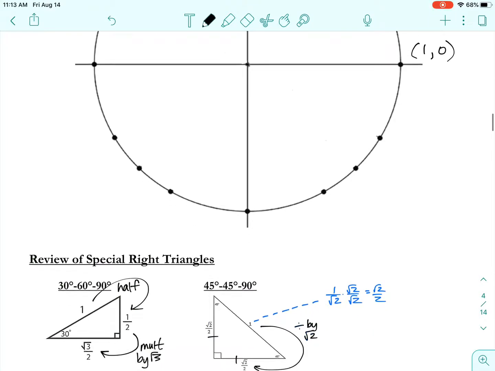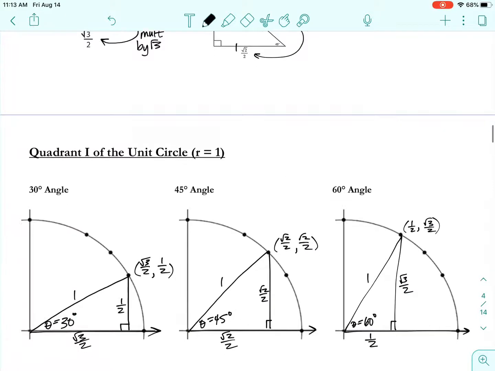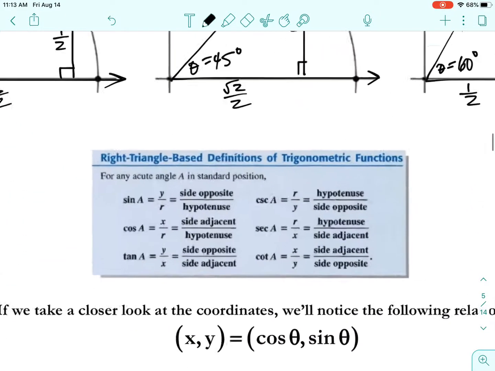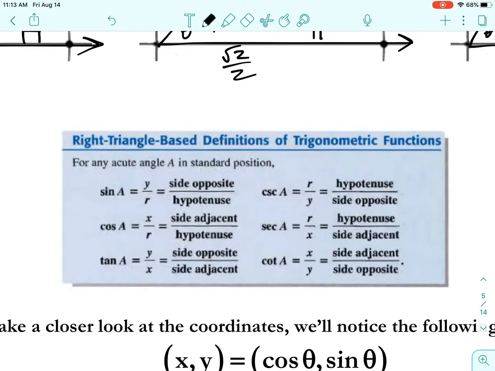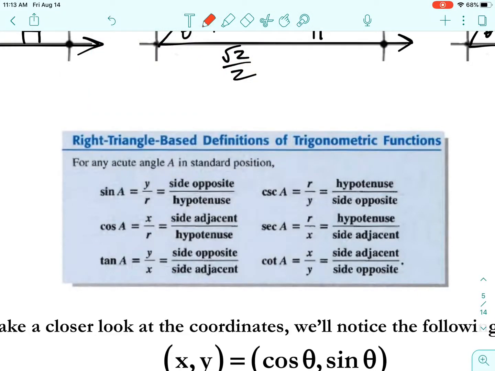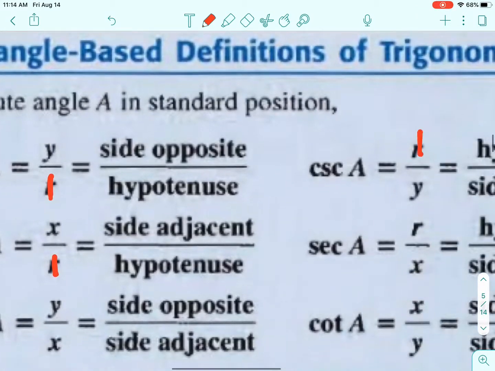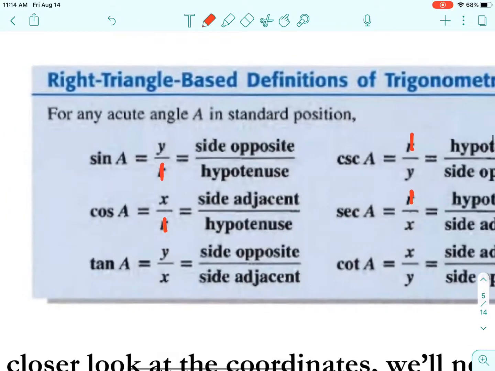Okay, so what I want to do now that I've labeled the first quadrant of my unit circle, and yes, we are going to continue this all the way around in a couple days, is show you one other thing. Remember this chart of all the ratios that we've been talking about? So remember, for the unit circle, the radius is always 1. So if I replace this with a 1 and this with a 1 and this with a 1 and this with a 1, that changes these ratios just a little bit.